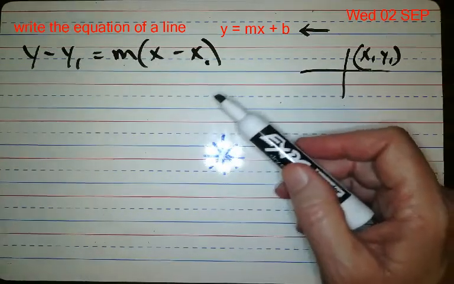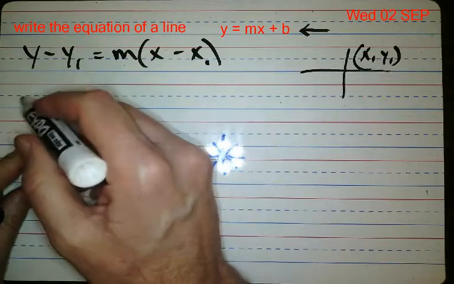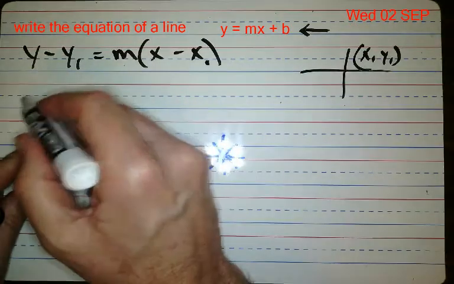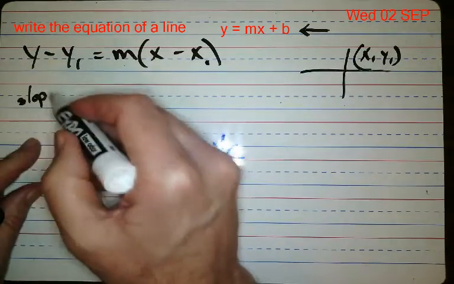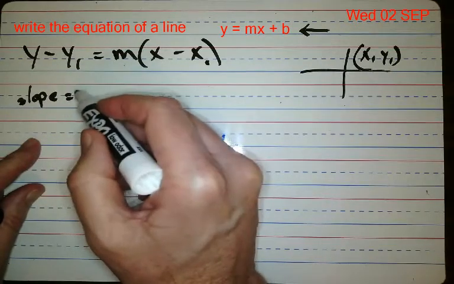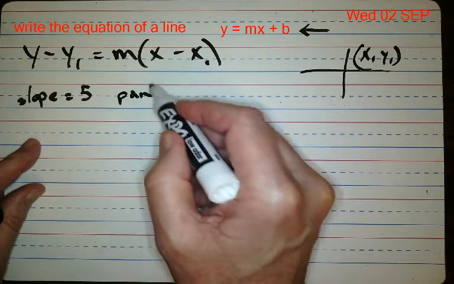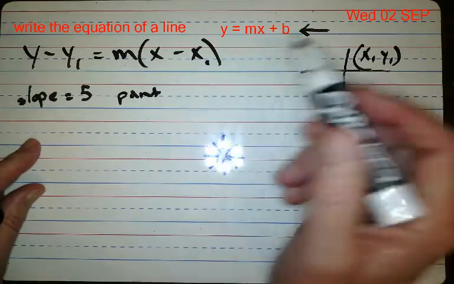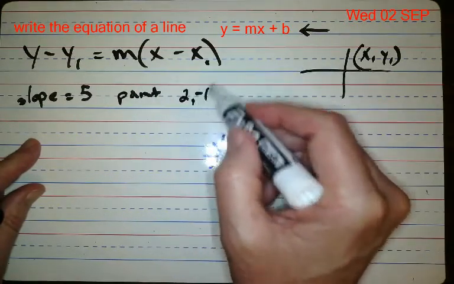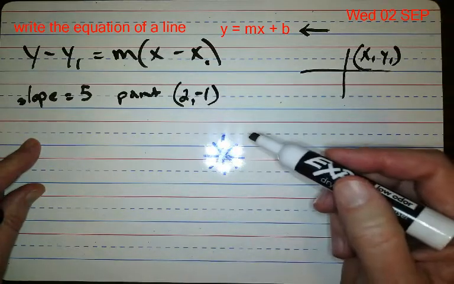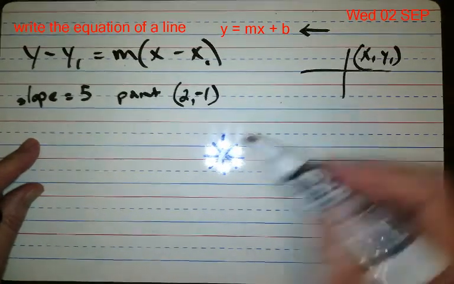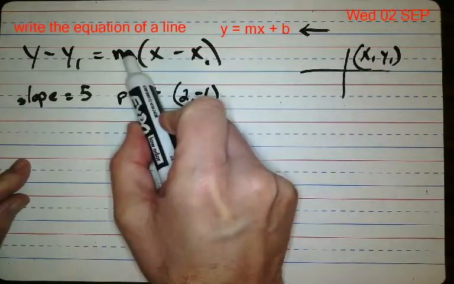So what does the question look like? Well, they're going to tell you the slope is 5 and the point is, let's try, (2, negative 1). So what am I supposed to do? Well, I'm supposed to put slope right there.